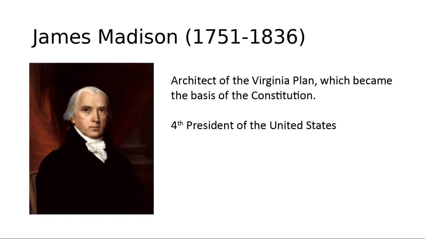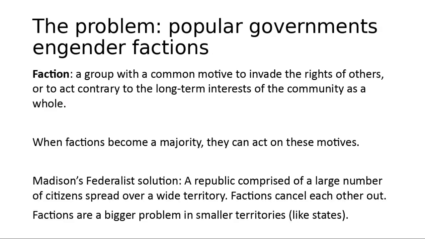He drafted it up before the Constitutional Convention. It became known as the Virginia Plan. Madison was from Virginia, and it was the basis of the Constitution that was eventually ratified by the convention and then by the states. He was the fourth president of the United States.